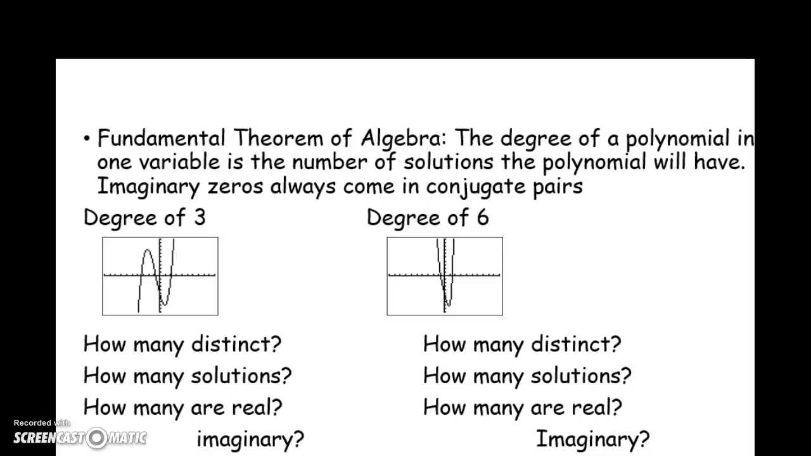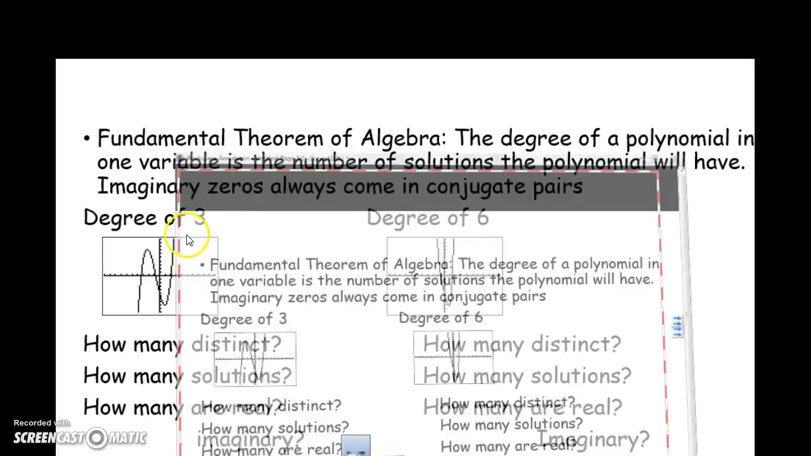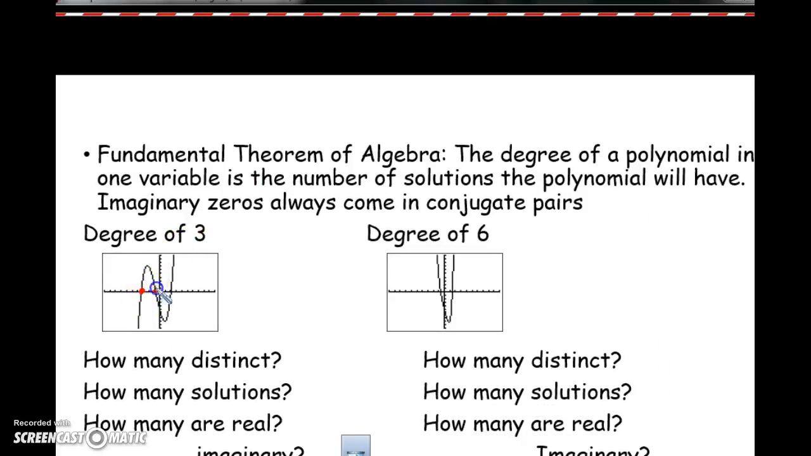You have this graph on your sheet, and I'm telling you that it has a degree of 3. If I just look at it at first glance, tell me how many distinct zeros it has. How many x-intercepts? 3. So it has 3 distinct zeros.